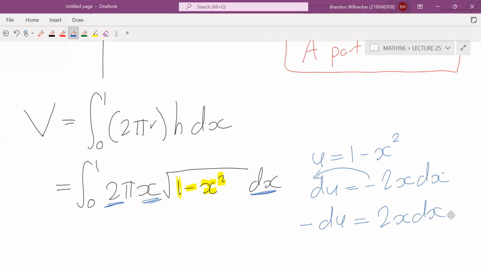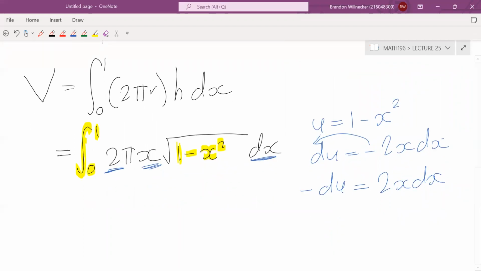Okay, so we've done the u substitution part. We found the differential. But remember, if we have a definite integral, okay, so an integral with bounds, that's a definite integral, we also need to change the bounds. So the lower bound was x equals 0.